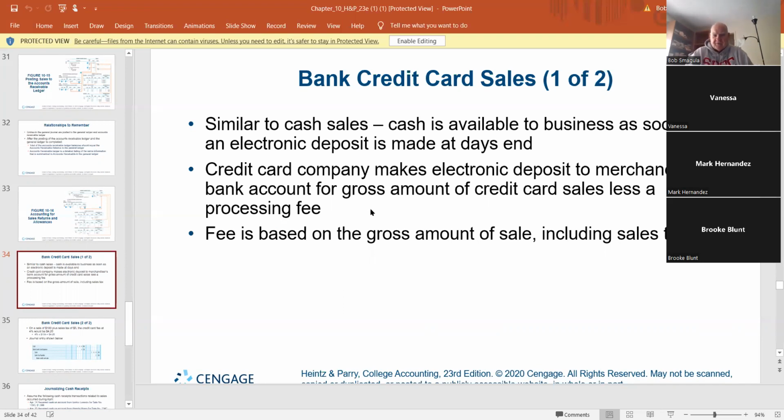And the fee is based on the gross amount of sales, including the sales tax, which is interesting. In other words, if you have a credit card deal and you sell something and they get 5% of what you sold, that includes the sales tax. So if you sold something for $100 with a 10% sales tax, that's $110 total. It's 5% of that number that Visa grabs. So it's no wonder these credit card companies make a ton of money, huh?